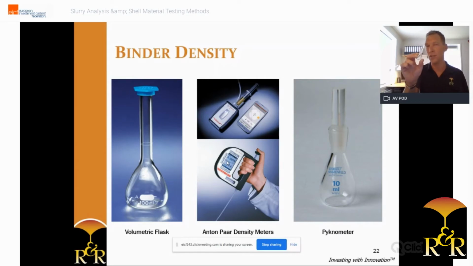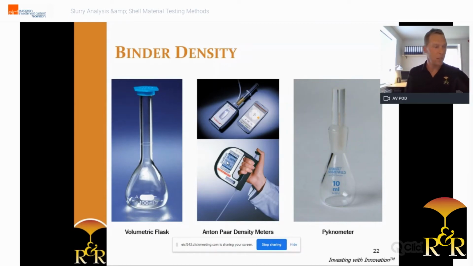The pycnometer works very similar to the 10 milliliter flask. You fill it with binder, you put the cap back on, and everything which is too much flows out. So the whole visual interpretation is taken out of the equation. Drawback, I think these are actually quite expensive. They go up to 80 euros per flask, and they break, they have to be replaced.